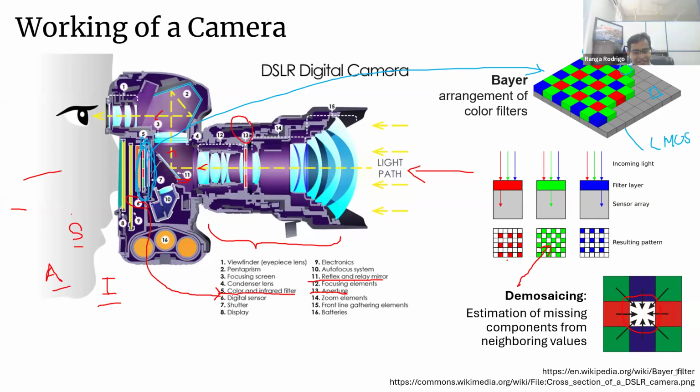One question is, you can see green pixels are so many, all others are red and blue. Why do you have twice as many green pixels as red pixels or blue pixels? What's the reason for that?